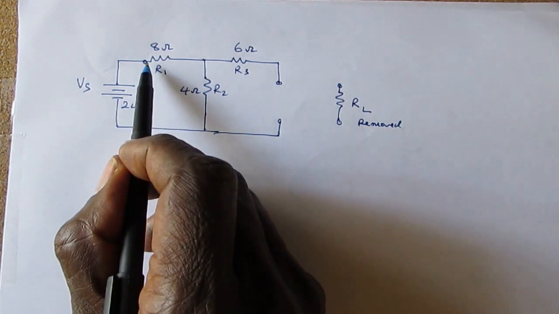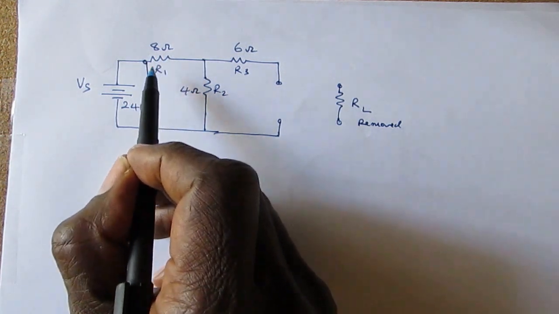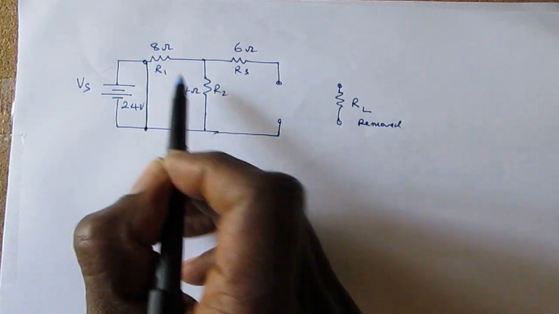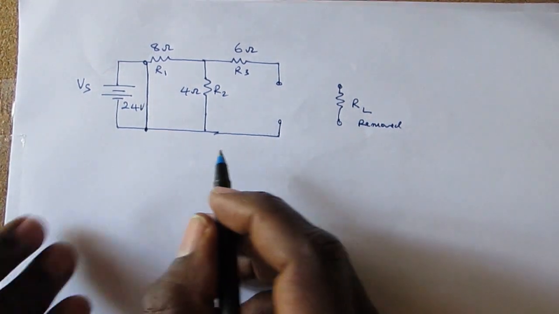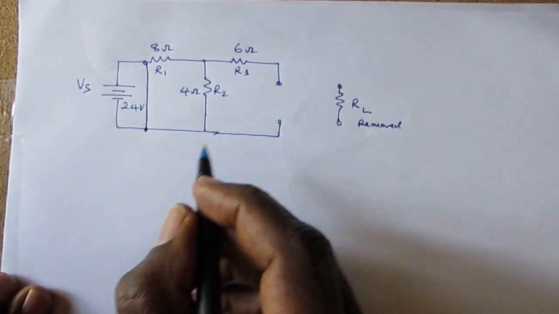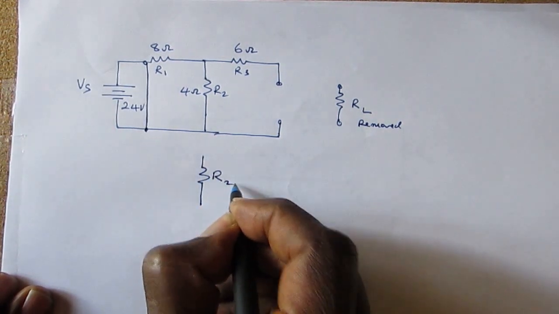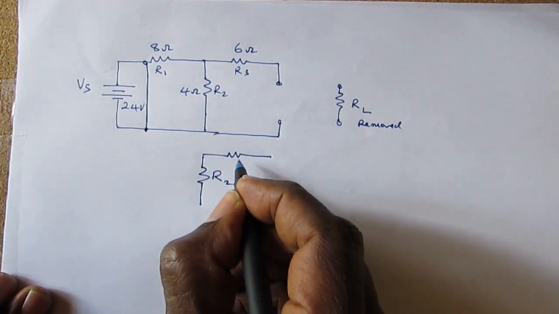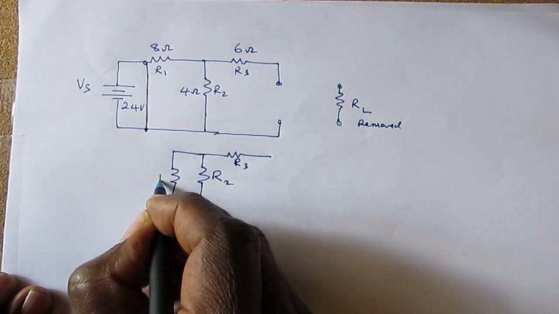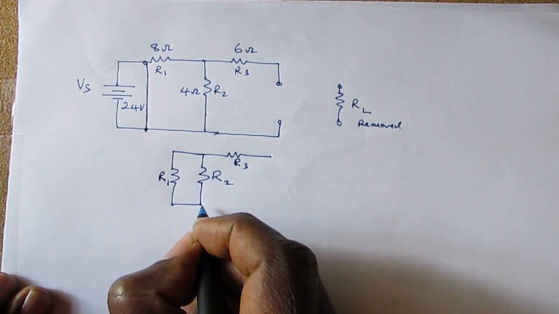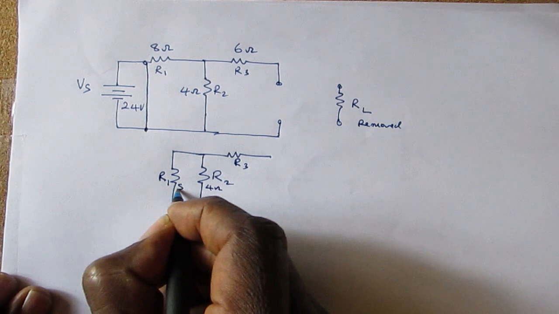Now, if you look carefully at these two resistors here, you will see that resistor R1 is now in parallel with resistor R2 because this point here is effectively at this point here. So we can draw an equivalent circuit to show this. So now we have R2. We still have R3. Now we have R1 in parallel with R2. R2 was 4 ohms, R1 8 ohms.